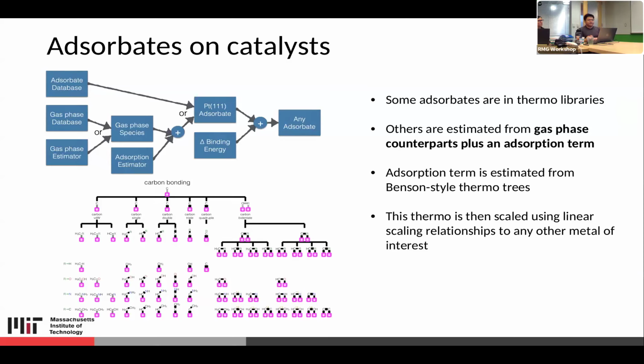We also have values for adsorbates and catalysts. For some adsorbates, I'm not an expert on this, and I think we'll discuss more about this tomorrow. But basically, we have ways of adding an adsorption term, and for species, it's mostly relative to the platinum 111 surface. But then you can calculate different binding energies for different surfaces in some way. We'll describe more tomorrow how this works. There's some sort of scaling to any other metals of interest relative to the platinum adsorbate.